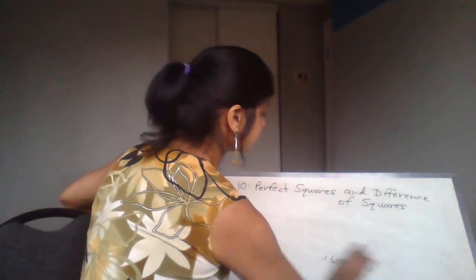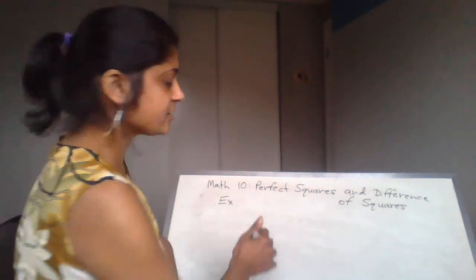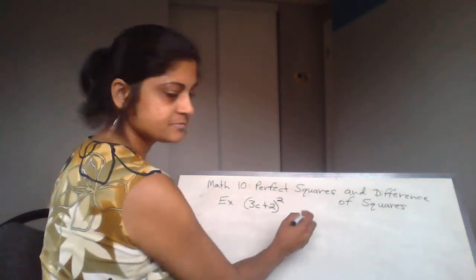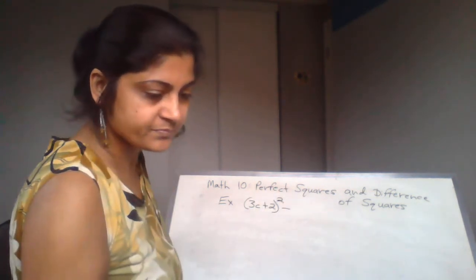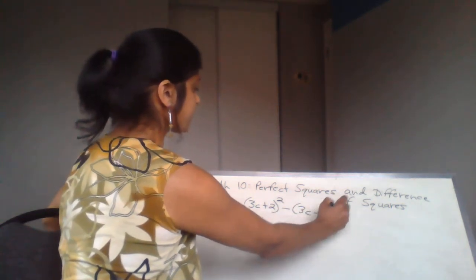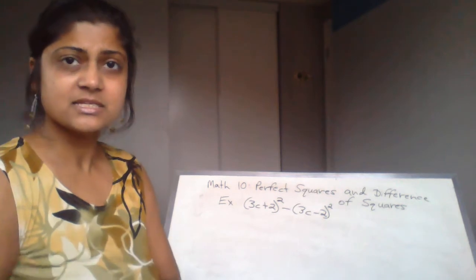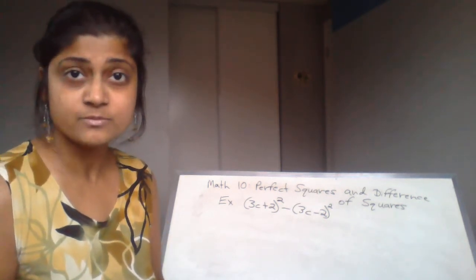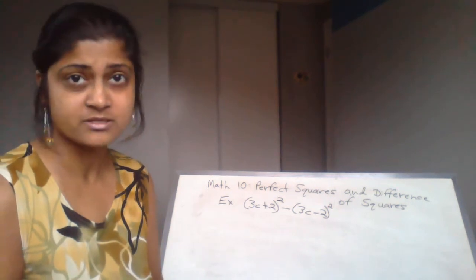So let me take this off. Okay, so let's try this one here. So it is 3c plus 2 squared minus 3c minus 2. Okay, and then you're squaring it. As soon as I see the two squared signs for these expressions, I notice that there are only two terms, and I know it's a difference of squares, okay?